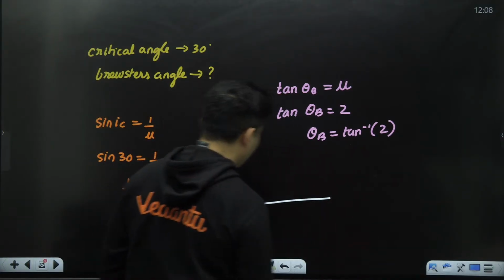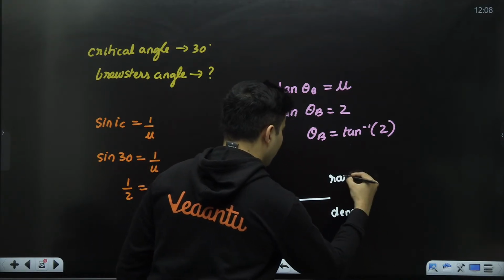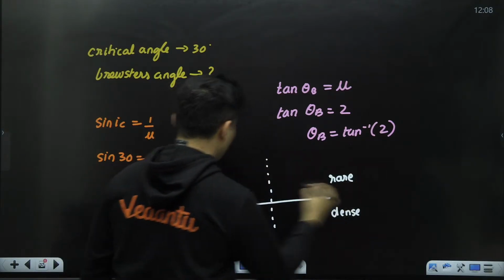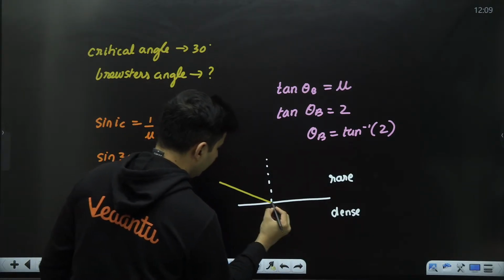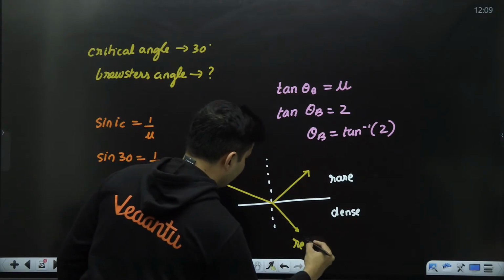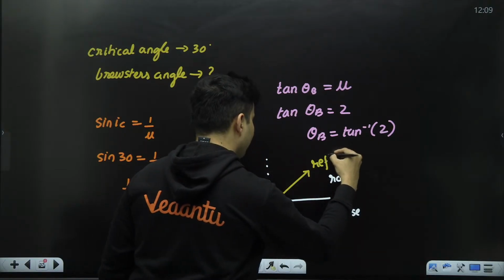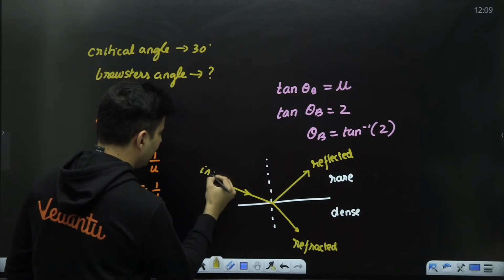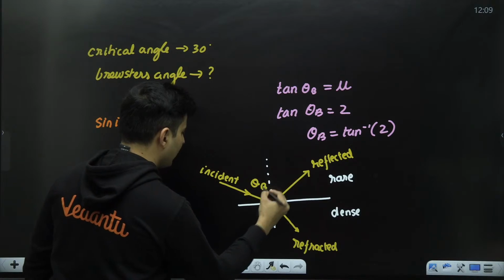Those of you who have forgotten, let me remind you. So if there is a dense medium here, this is a rare medium. Then if you have light which is falling like this, this is the refracted light. This is the reflected light. This is the incident light. This is your Brewster's angle.